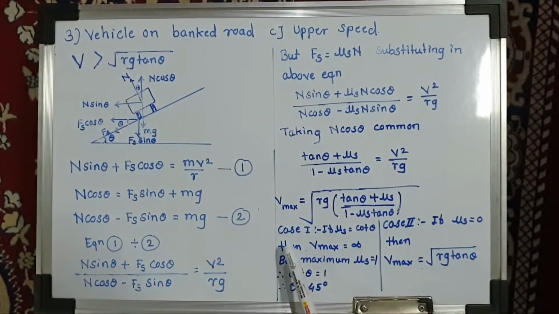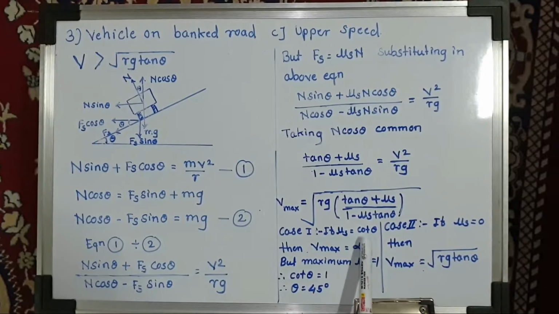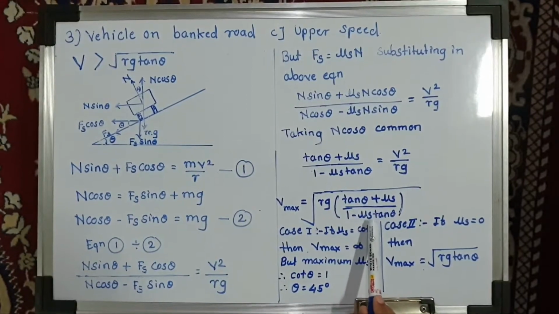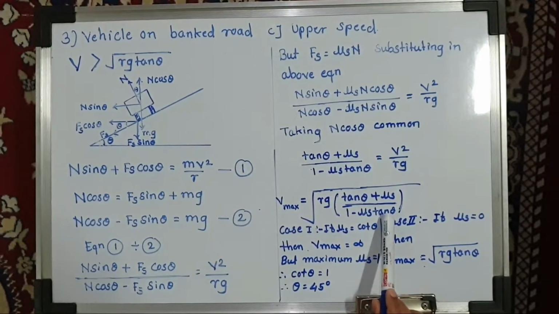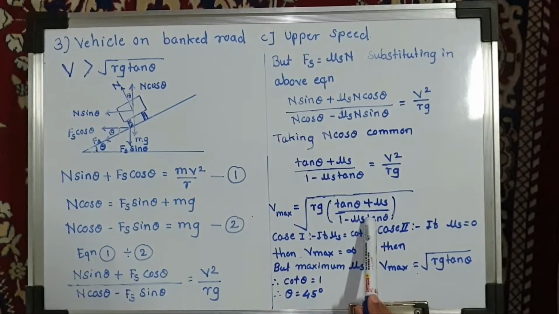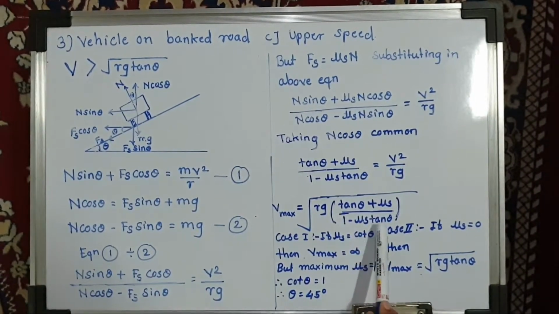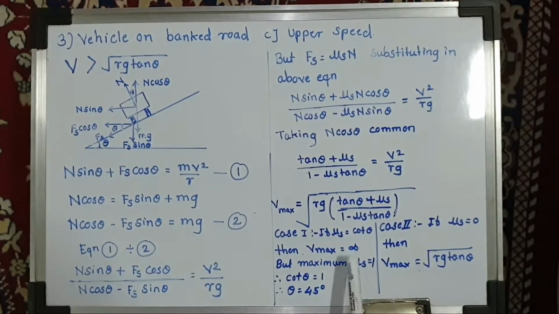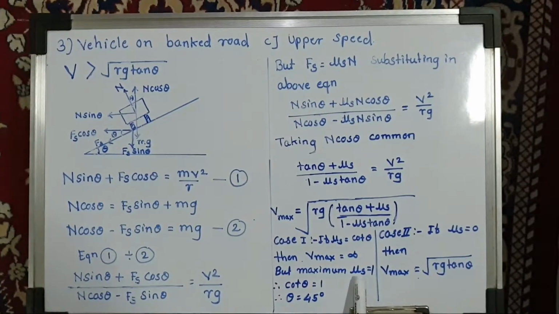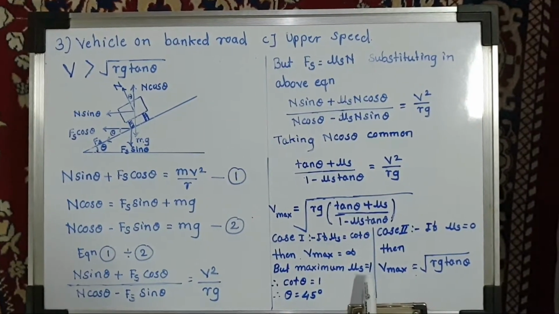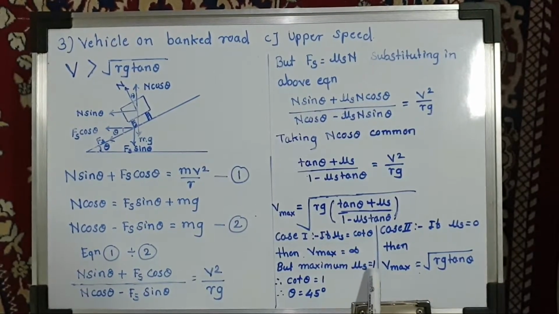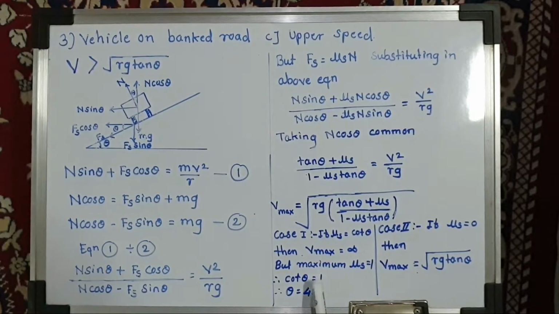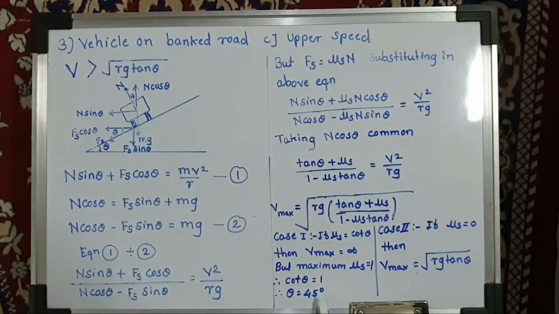Now, case first: if mu s equals cot theta, then mu s into tan theta becomes 1, so 1 minus 1 will be 0. As the denominator is 0, the maximum speed will be infinity. But you know, the maximum coefficient of static friction is always 1. If I put mu s as 1 over here, then cot theta will be 1, and then theta will be 45 degrees.